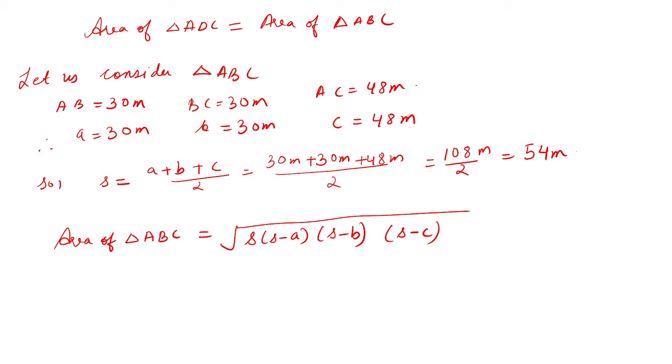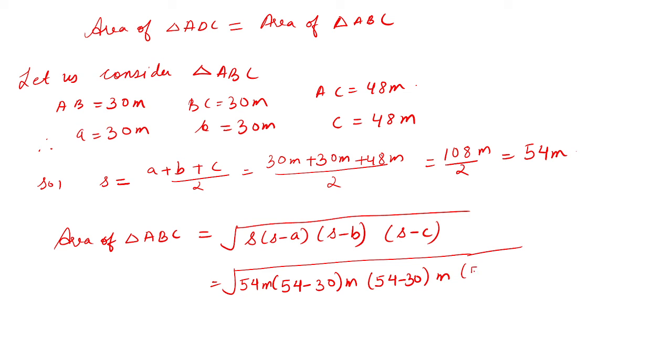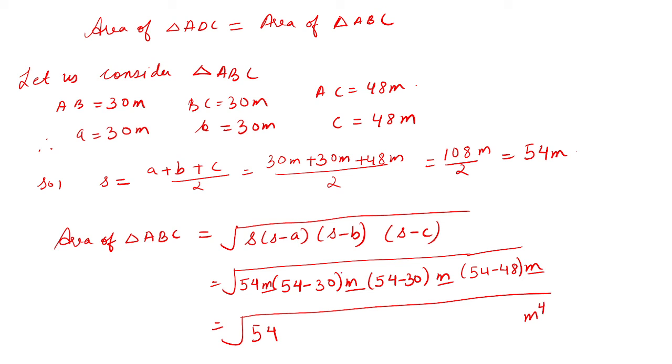Clear up to this much? So write down the values. What is S in this case? 54 meter. So 54 minus, what is going to be A? A is 30 meter. B value is again 30 meter. And what is C value going to be? 54 minus 48 meter. Clear? So you can finally write this as 54 meter, 4 times, 1, 2, 3, 4. So this becomes meter to the power 4. So 54 minus 30 becomes 24, into 54 minus 30, 24, into 54 minus 48. How much is it? It will give you 6. Clear with this? Meter to the power 4.